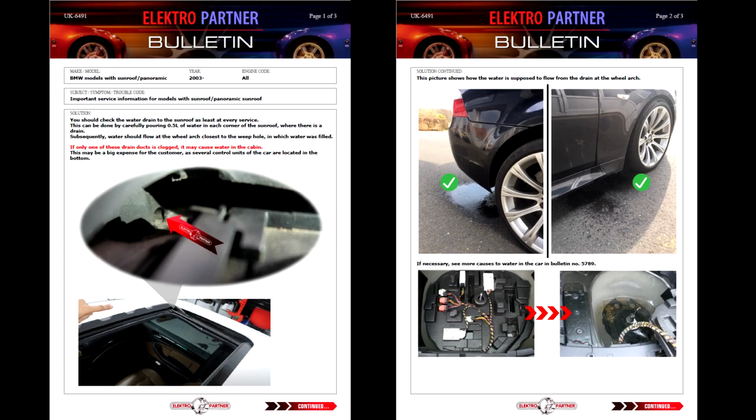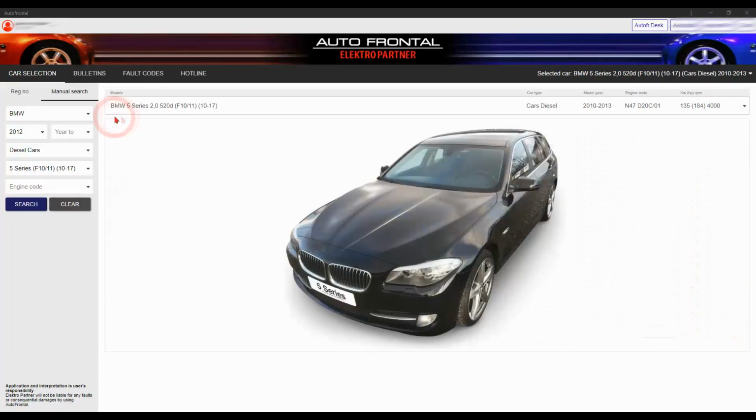Sunroof is also an important thing to check during maintenance. We don't want those water drains to clog so the water enters the inside of the vehicle and causes damage to all the control units and wires. Let's try and take this BMW 5 Series.